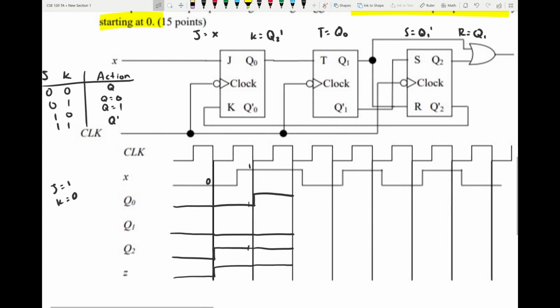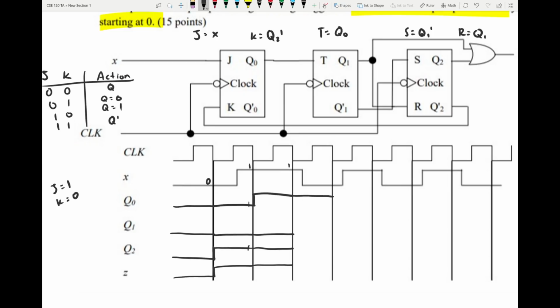So we're already in our next clock cycle. So at this point, X still a 1, so J still a 1. Now our K, at this point, Q2 naught is a 1, meaning that's still going to be a 0. Well, our behavior didn't change, so we're still going to sit right at a 1.